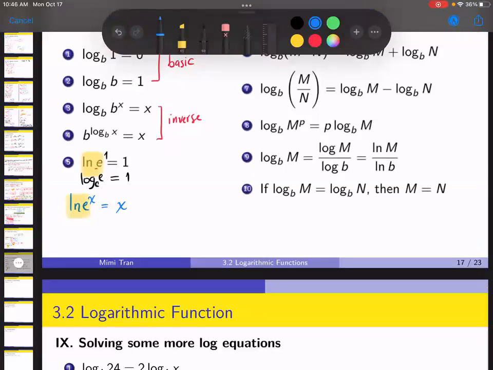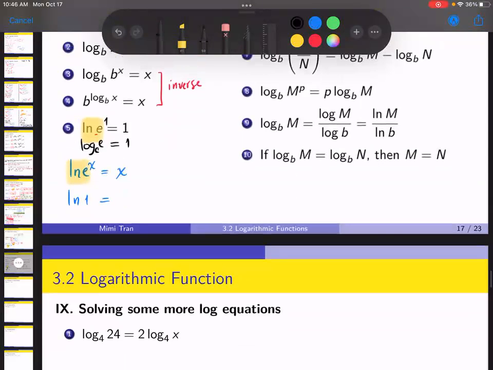What about this? ln of 1. What's ln 1 equal? If you don't know, change it back to base e: log base e of 1. It has to be 0, right? e to the 0 is 1. So ln 1 is 0.